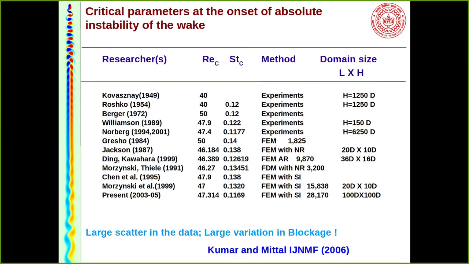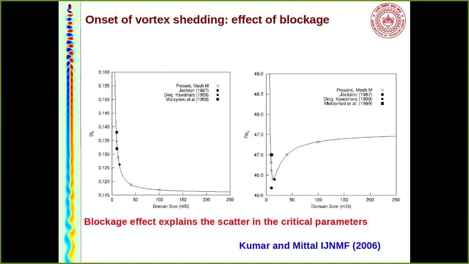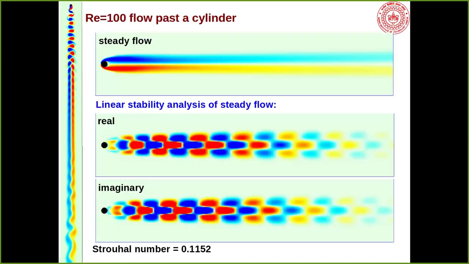Again, we found it is very closely related to the blockage. So some calculations were done. So this is the domain size, this is the critical Reynolds number, this is Strouhal number, and we drew a curve. And it turns out everybody's data actually, based on their domain size, lies on this curve. So we were able to show what the critical Reynolds number would be by extrapolating the domain size to infinity. Okay. Now the real thing begins. Okay, this is the background.